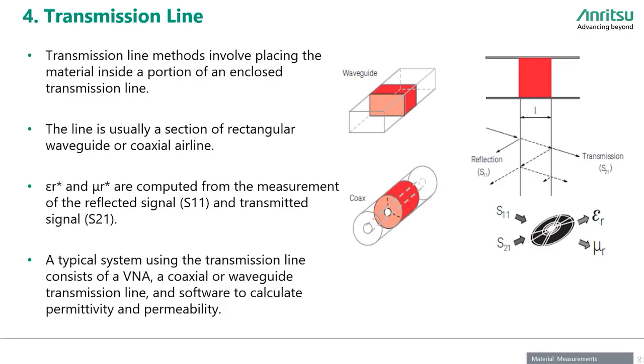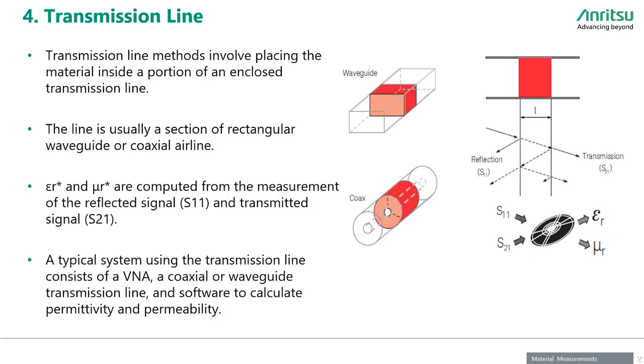Again, this is also a very simple technique in which we have a waveguide fixture or a coaxial fixture. In between the waveguide fixture or coaxial fixture, we put the sample inside it, and based on the reflected signal and transmission signal, we calculate the epsilon values and mu values. That means the permittivity and permeability are calculated on the basis of that. It's an enclosed fixture. A typical setup will look like a vector network analyzer along with the coaxial or waveguide transmission line fixture and the software to calculate the permittivity and permeability.